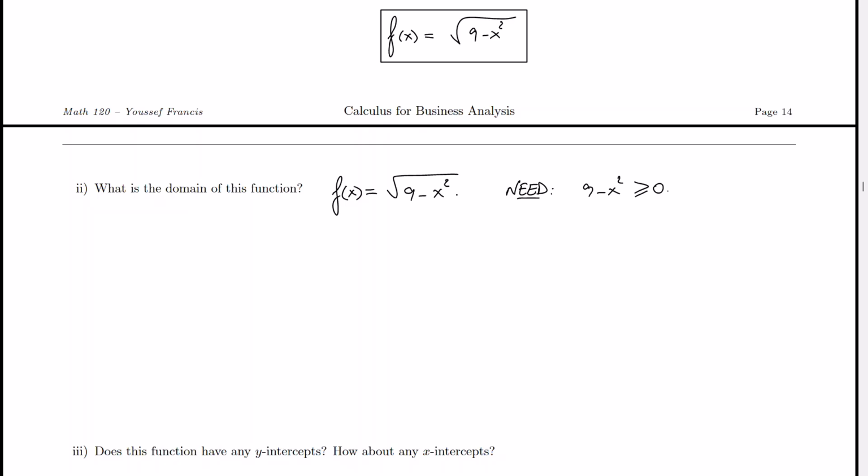Now, to solve this type of inequality, you'll need some algebra skills, but first I'm going to start by rewriting the inequality.